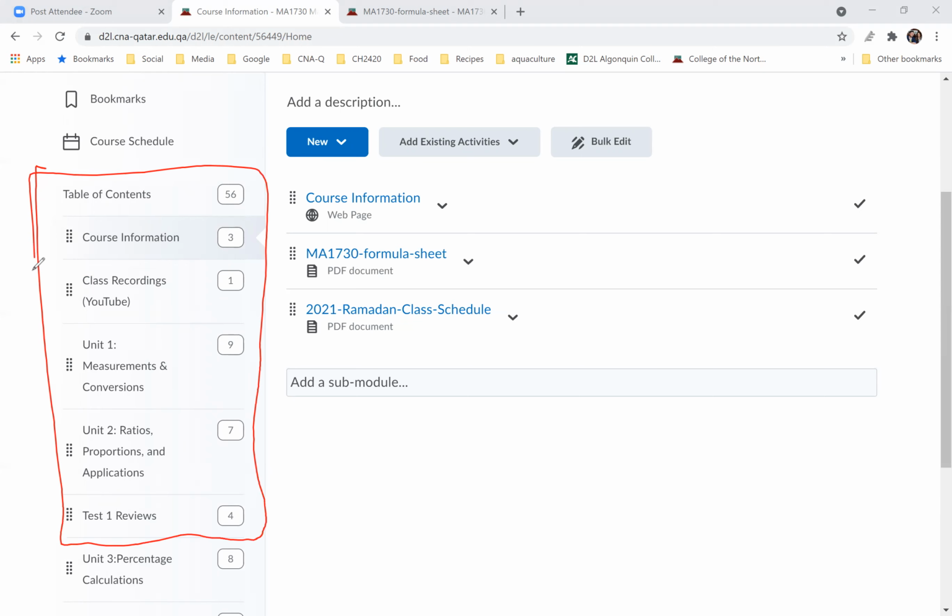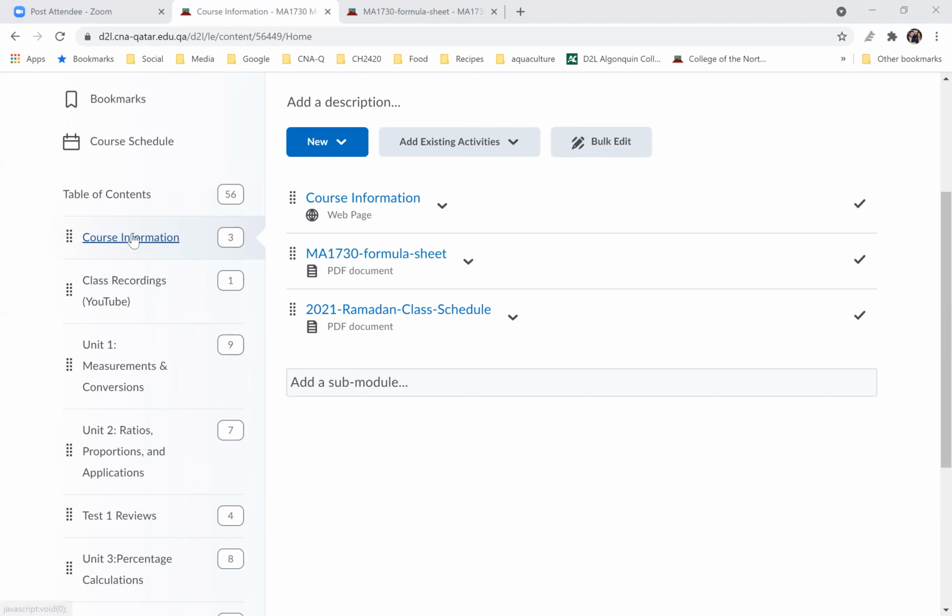I don't expect this to be too challenging of a test because Unit 1 was pretty straightforward. Unit 2 had some tricky, difficult questions at the end, which we're going to look at today. So here we go. First things first, let's look at that formula sheet. I'm going to go into course information and click on formula sheet.